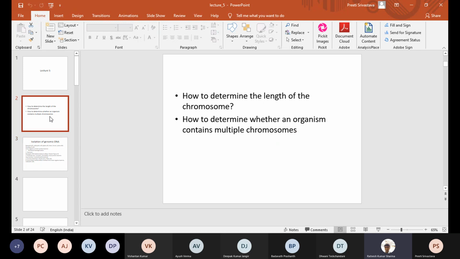Ma'am, but in the case of electrophoresis, what will happen if topoisomers are present? Like when we have to separate different types of topoisomers, we use the same electrophoresis, right? Then how? Right, so Ratnesh, we are going to discuss all of these questions in a little more detail.